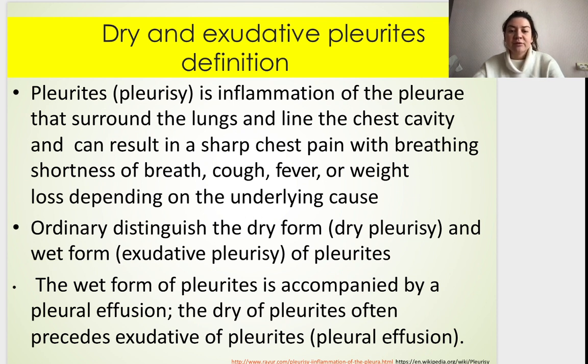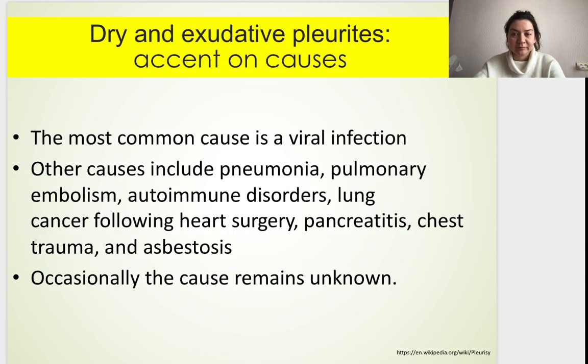Ordinarily we distinguish the dry form, dry pleurisy, and the wet form, exudative pleuritis. The wet form of pleuritis is accompanied by pleural effusion. Dry pleuritis often precedes exudative pleuritis, pleural effusion.